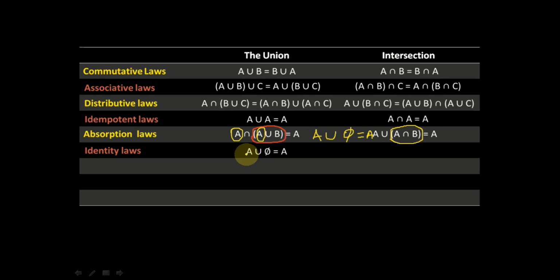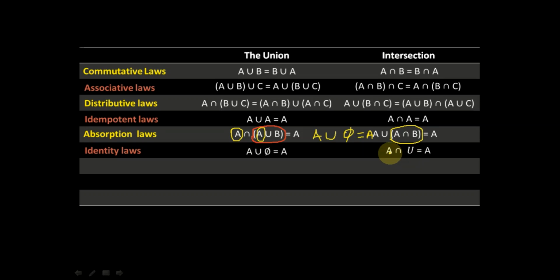The union of A and empty, it's A. Under the intersection column, the intersection of A and the universal. Now what is the universal? Universal is just all those sets that are available. All those sets that are available is the universal.